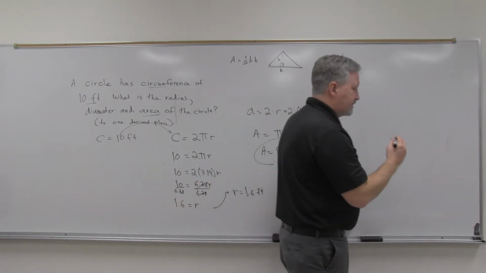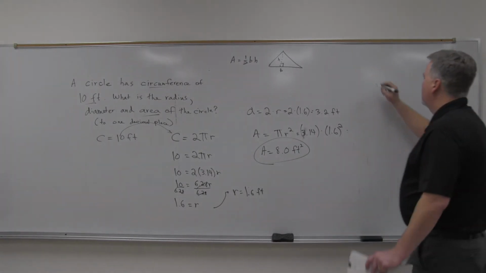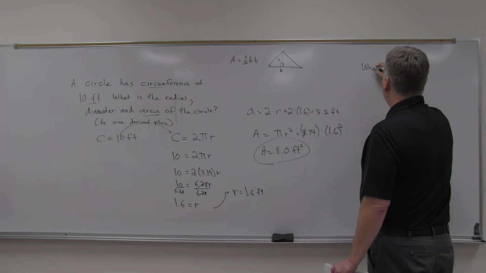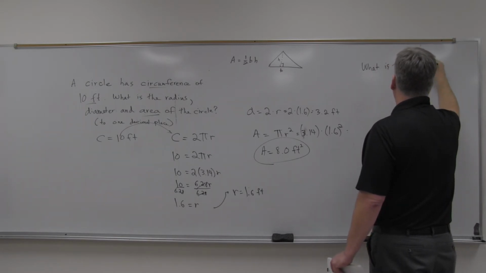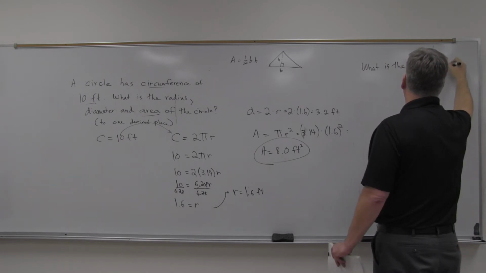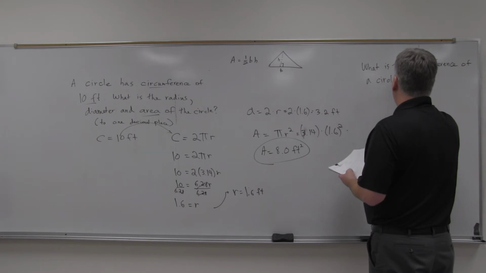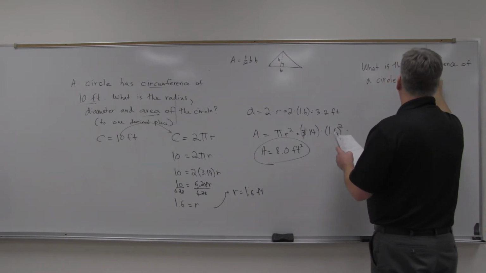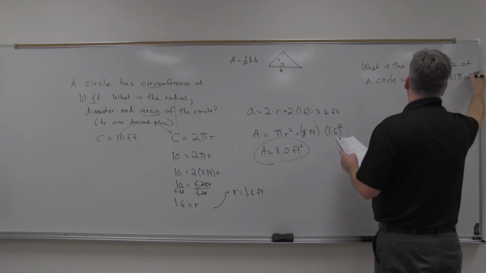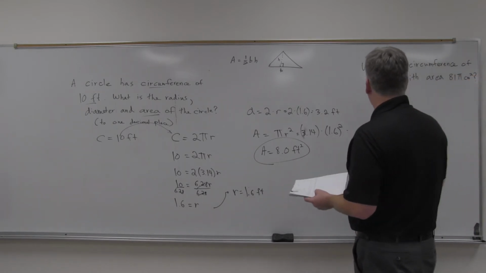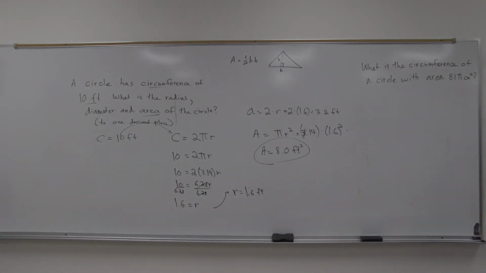All right. So this second one here that we'll do is this. What is the circumference of a circle with area 81 pi centimeters squared? What is the circumference of a circle with area 81 pi centimeters squared?